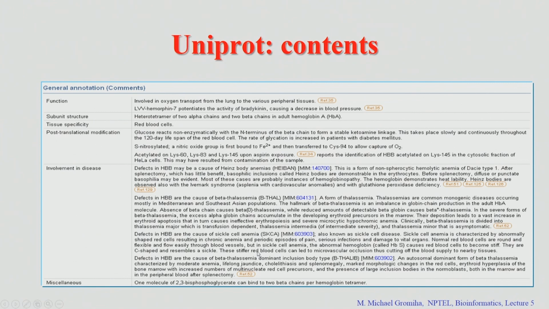Then you go to the general annotation, where they try to include most of the data available in the literature. What is the function of this particular protein? It transports oxygen from the lungs to the tissues. This is a major transport function. How many subunits are in this protein? In total 4, because it has 2 alpha chains and 2 beta chains: alpha 1, alpha 2, beta 1, beta 2.